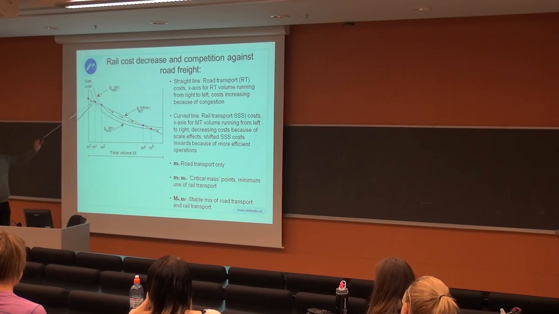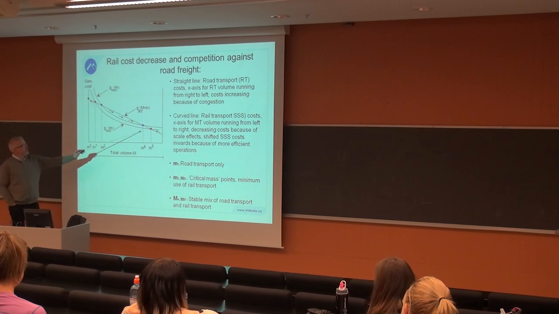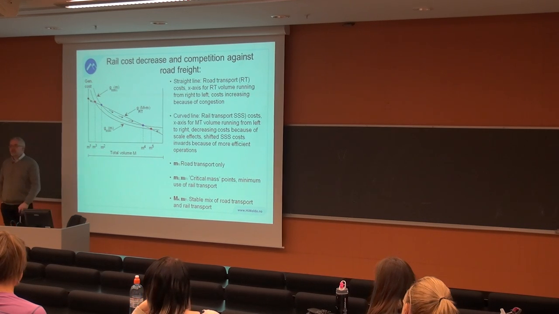So the idea here is that you need to be at least on this level to have an equilibrium where the costs of road and rail transport are equal. And at this point, you have a lot on road and you have something on rail. But once you reach this point and you are able to attract more cargo, the rail company becomes more competitive up to this point. So there is a self-reinforcing thing going on here.